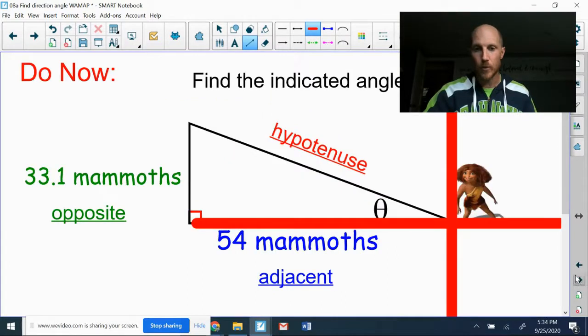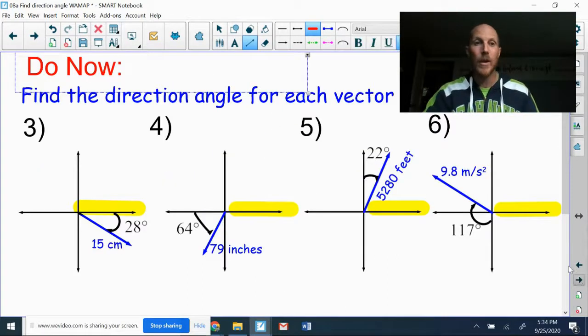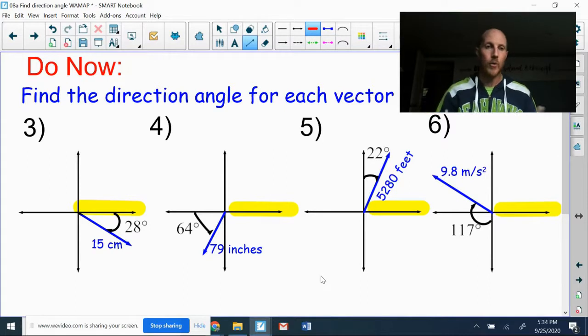So let's go to the next page. We're going to try some problems here. I'll let you see them all. We're going to do them one at a time. So we're going to find the direction angle for each vector shown. This doesn't involve any tangent right now. We just got to figure out how to wrap our heads around this direction angle business.